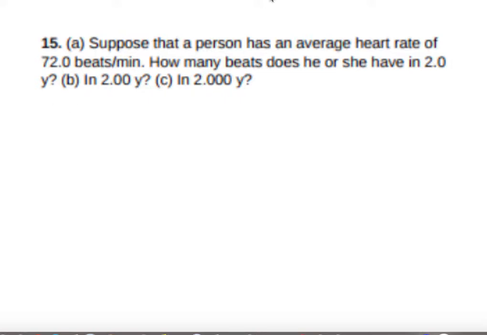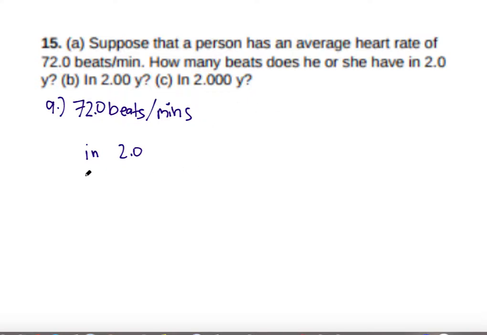So I am looking at question number 15 in our text, and we're starting with part A that says, suppose a person has an average heart rate of 72.0 beats per minute. First question says, how many beats will this person have of their heart in 2.0 years? So if I have this many beats per minute, I need to know how many beats per year that is.